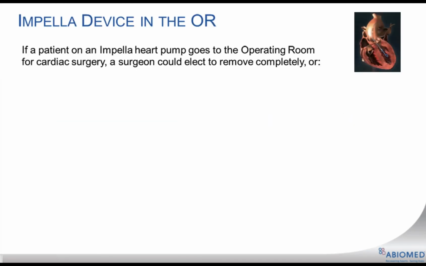If a patient on Impella heart pump support goes to the operating room for cardiac surgery, the surgeon could elect to remove the Impella catheter completely from the body, pull the Impella catheter back into the aorta, allow for partial bypass while on support, or leave the device across the aortic valve while the aorta is cross-clamped.